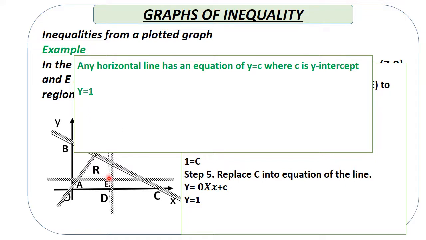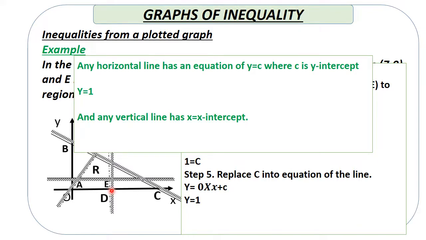Then the other secret is vertical lines. Vertical lines are also simple to get the equation. The secret is, any vertical line has the equation x is equal to the x-intercept. So for any vertical line, or a line that is parallel to the y-axis, the equation of this line is just x equals to where it cuts the x-axis.